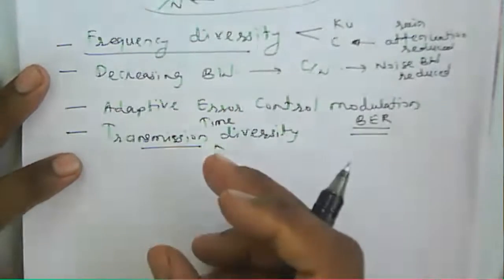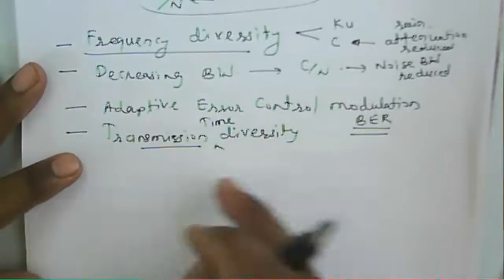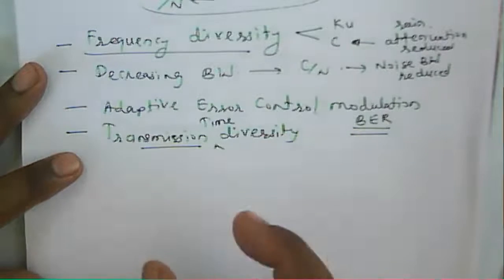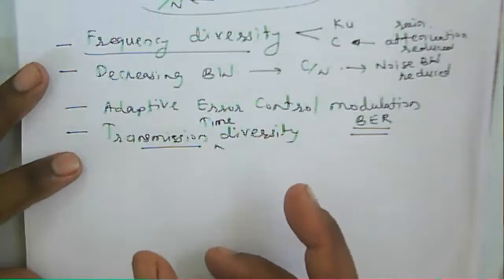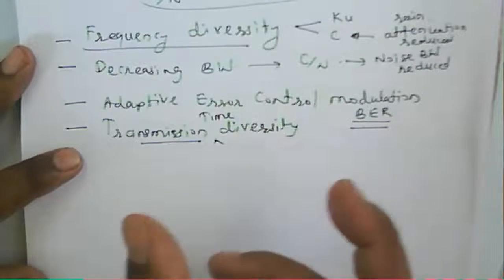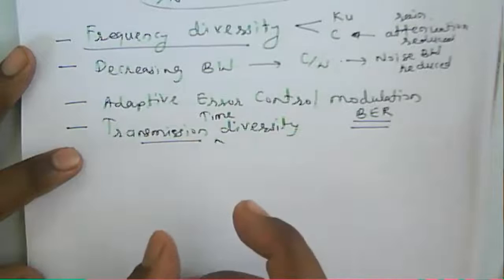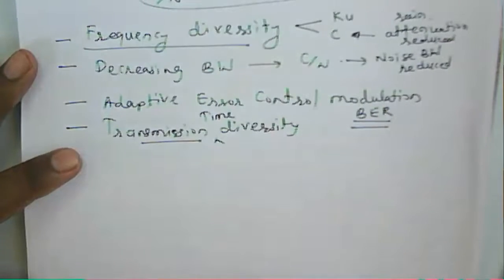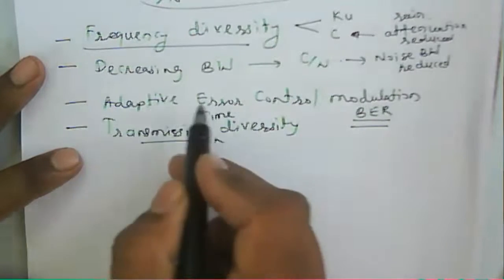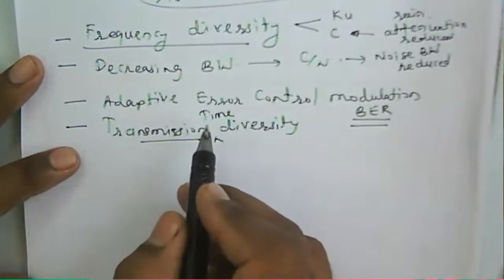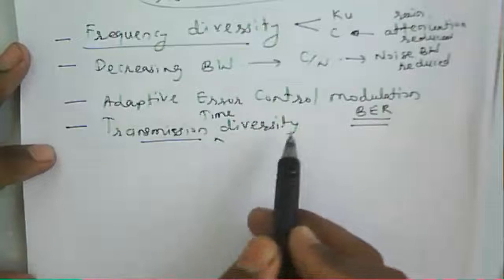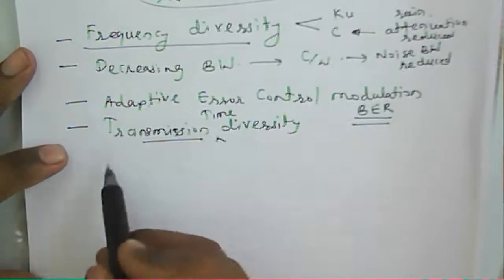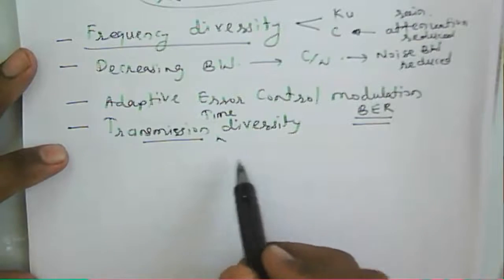If there is heavy rain there, then no transmission is to be done. Rain will not be continuous; it will occur for a shorter duration or a shorter period of time. Once that rain is over, then we can transmit the signal. That is called transmission time diversity. But generally, this technique is not suitable when we use real-time data or real-time communication.